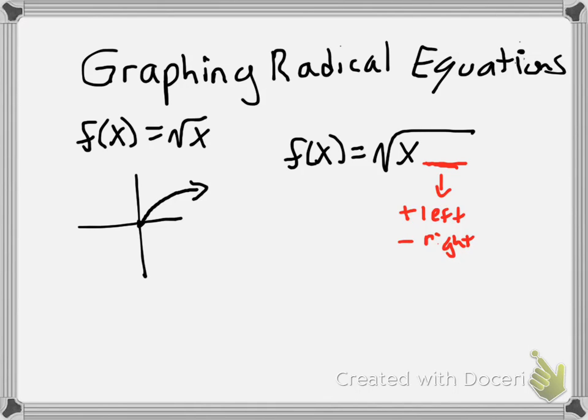A minus means you're going to the right, so like x minus 2, x minus 5, x minus 7 means you're going to the right that many spaces. And behind your function, this is the one that's going to move you up and down, and it's normal: plus is up and minus is down.